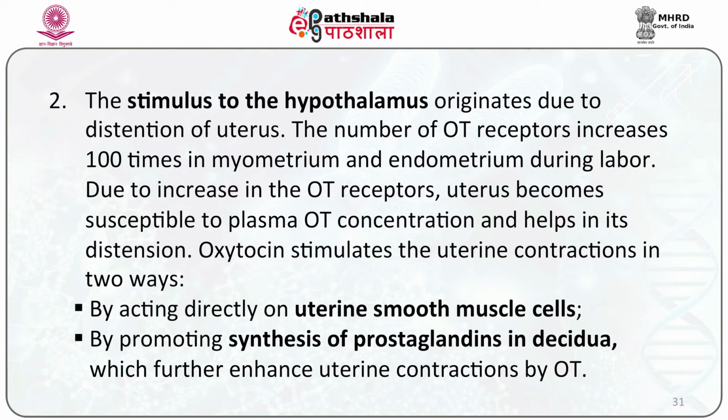The number of OT receptors increases 100 times in myometrium and endometrium during labor. Due to the increase in the OT receptors, the uterus becomes susceptible to plasma OT concentration, and this helps in the distension. Oxytocin stimulates the uterine contractions in two ways. Firstly, by acting directly on the uterine smooth muscle cells, and secondly, by promoting the synthesis of prostaglandins in the decidua, which further enhances the uterine contractions by OT.